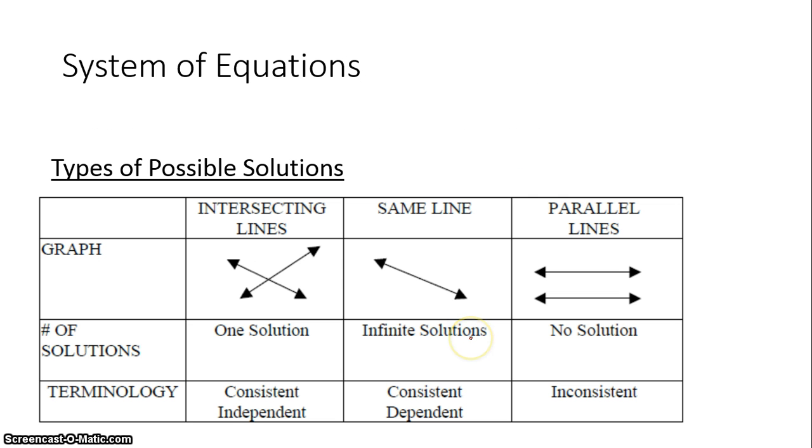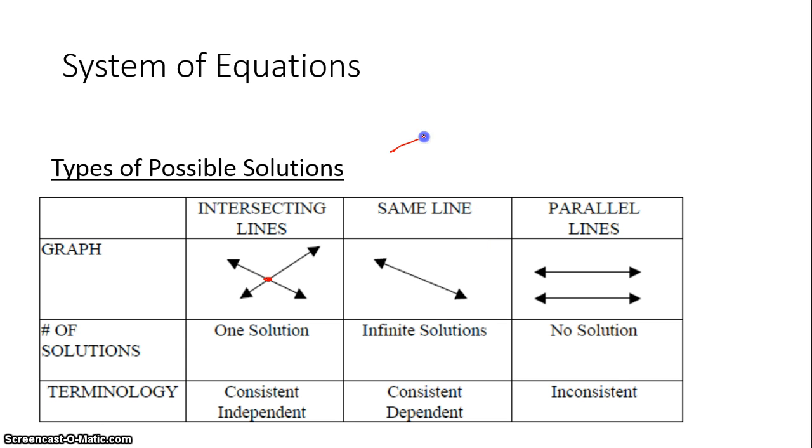Now, going forward, these are your types of possible solutions. You have intersecting lines, which give you one solution. This would be your one solution right there. It is also known as a consistent independent system.